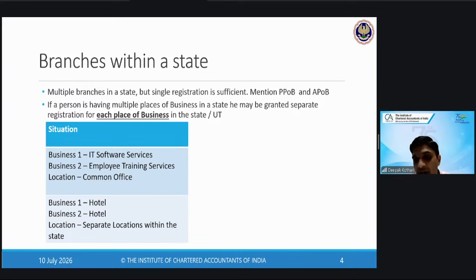APOB means additional place of business. Different ones are in the same state. They're in the same state. Same state. Different kinds of different tax will be there. Doesn't matter. So when one person is there, he can be dealing with multiple rates of goods, like 5%, 12%, 18%. He can deal with multiple rates of goods. So that is not the criteria, Gayatri.